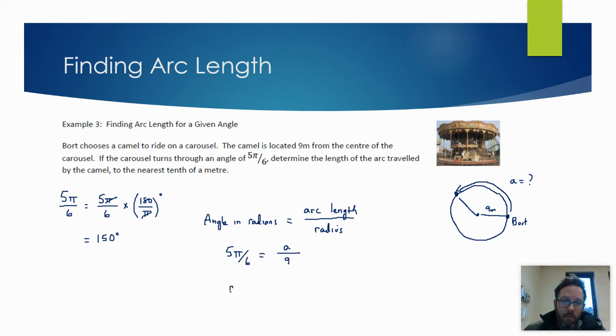So let's do that. We can multiply up the 9. I'll just do 9 times 5 pi over 6. And we get 45 over 6. And if you want to simplify that, you can divide both of those by 3. And you get that the arc length is exactly 15 pi over 2 meters. So that is exact. But what's that to the nearest tenth, like the question asks? We can just do that multiplication and division.